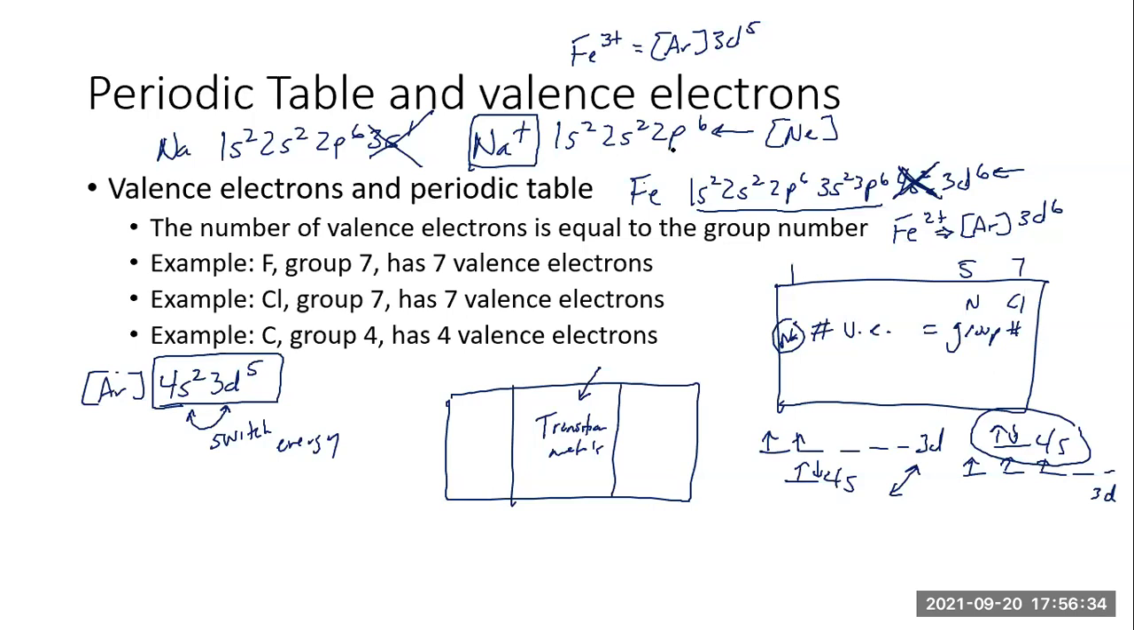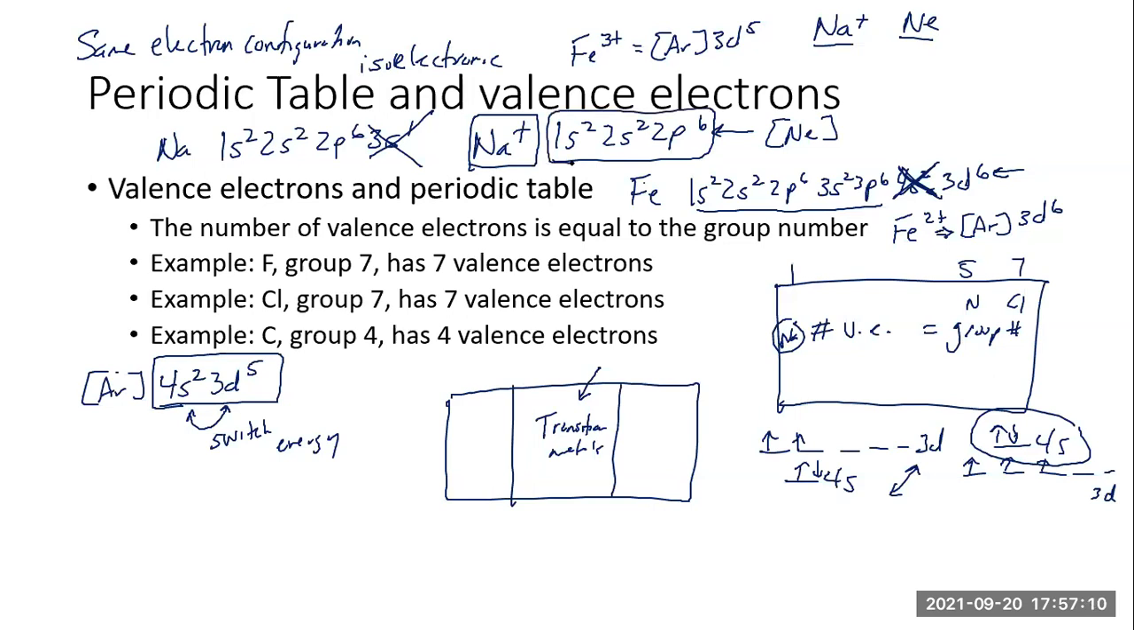And that is really, as we'll talk about in bonding, the whole purpose of bonding: for everybody to end up with the same electron configuration as a noble gas. And two things that have the same electron configuration are what are known as isoelectronic with each other. So for example, sodium with a +1 charge and neon with no charge are isoelectronic with each other because they both contain the exact same number of electrons.